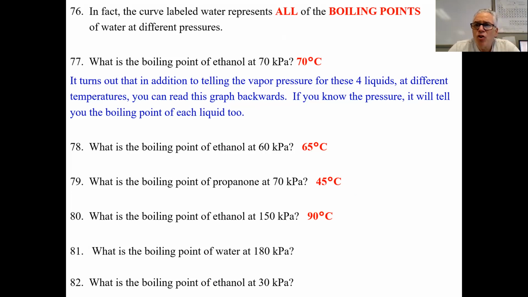Table H shows you a lot of different things. It shows you all of the boiling points of 4 liquids at any pressure. It tells you whether it's a liquid or a gas at any temperature and any pressure. What's this next one? The boiling point of water at 180 kPa. Now, 180 kPa is pretty dang high.